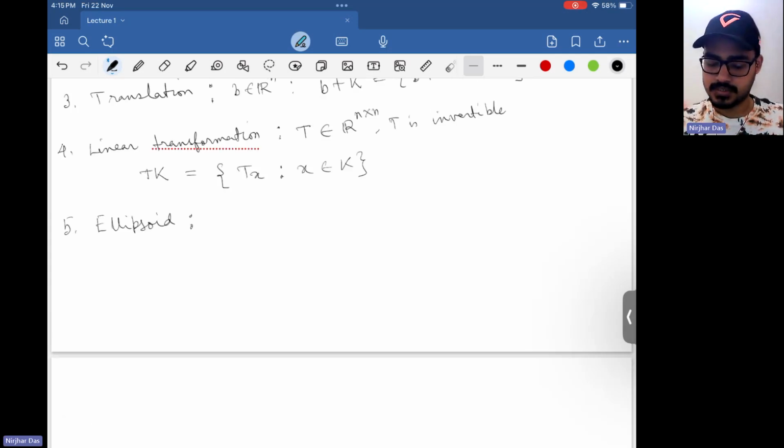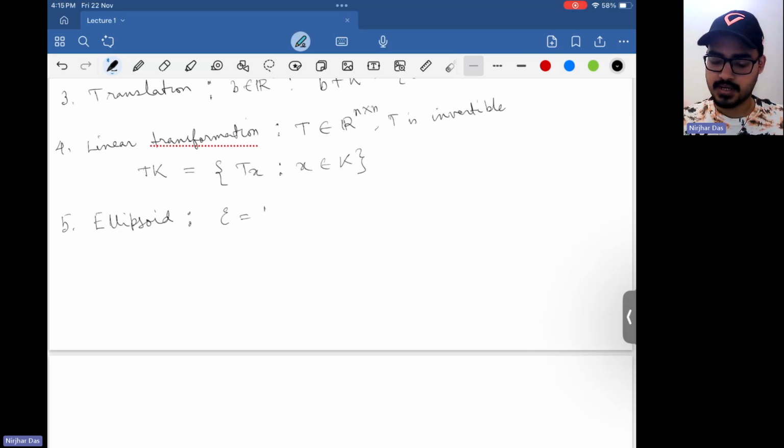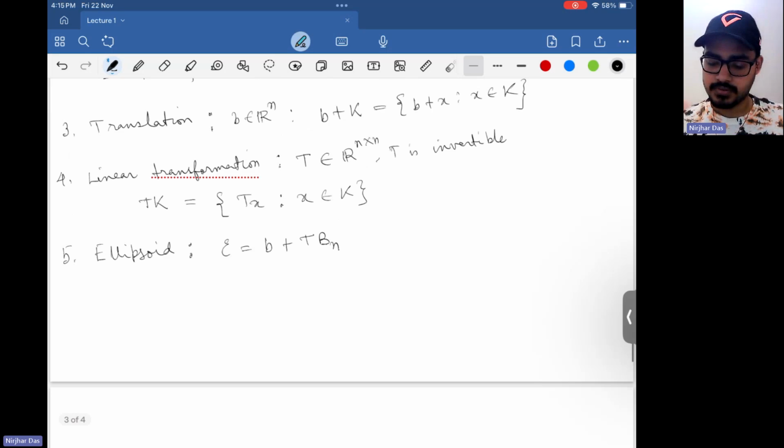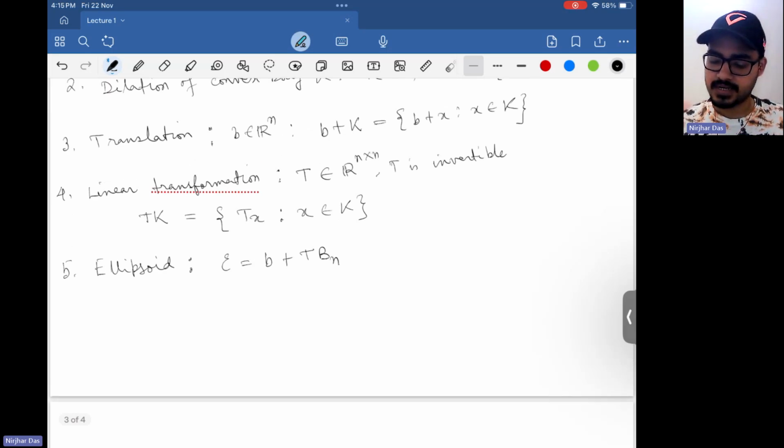So an ellipsoid E is given as b plus T times B_n. So we use the two previous definitions of translation and linear transformation. First note that T times B_n, where B_n is a convex body, b is in R^n and T is a positive definite matrix.